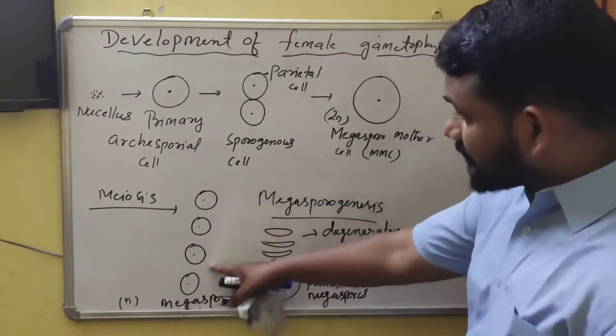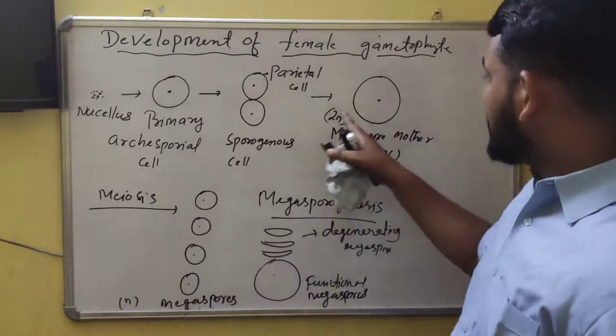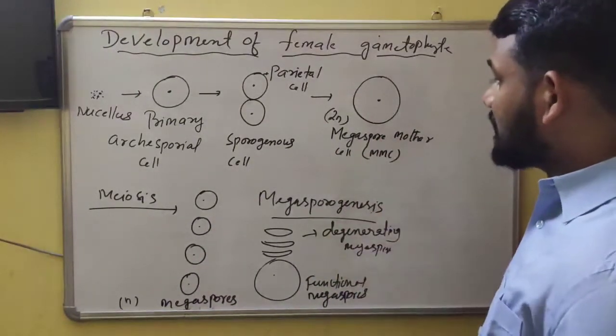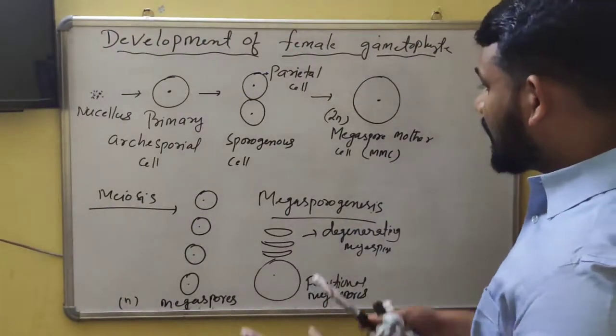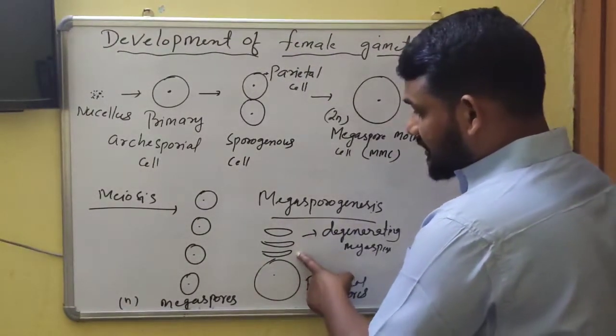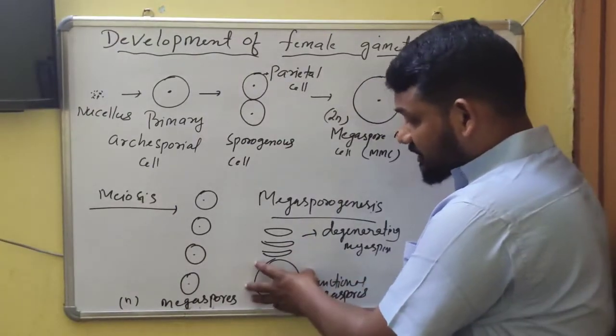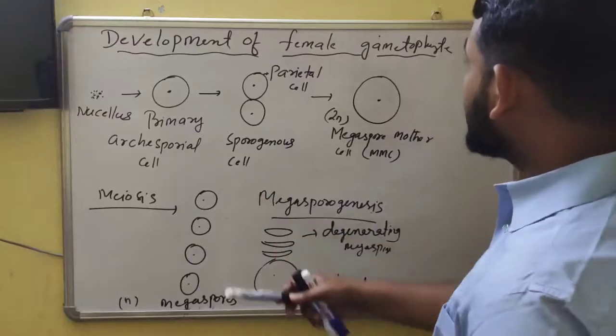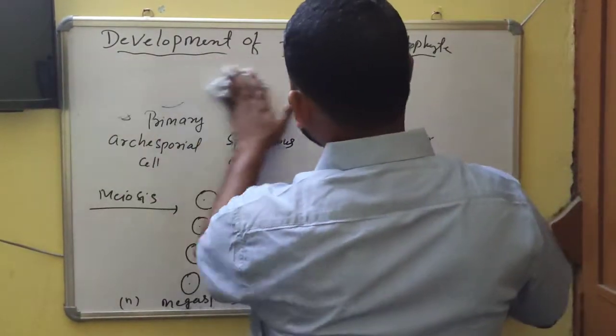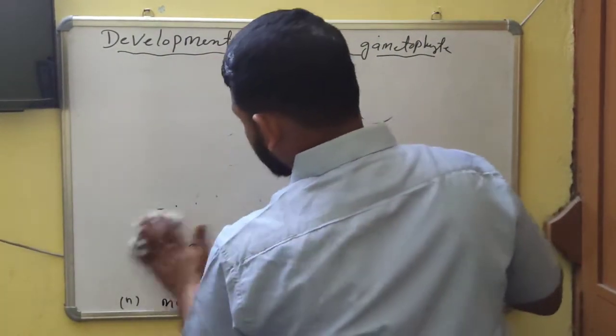So formation of 4 megaspores from megaspore mother cell is known as megasporogenesis. In majority of cases, out of 4 megaspores, 3 are degenerated towards micropyle, and 1 is functional towards chalaza, that is called functional megaspore. Now this functional megaspore finally gives rise to female gametophyte.